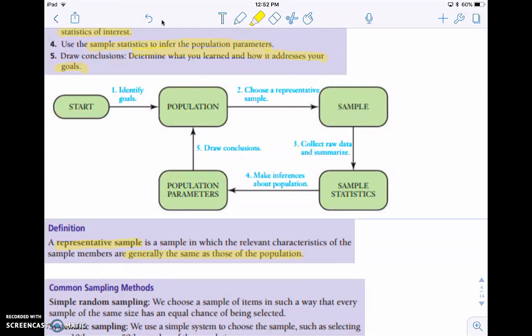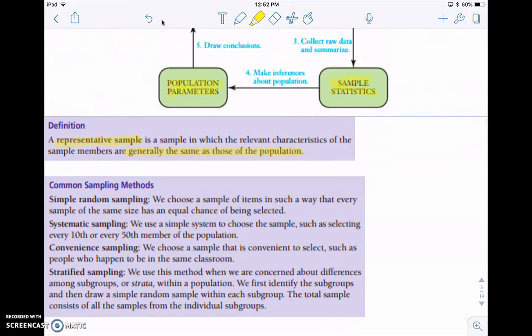So this little chart down here is a good little way to look at it. So you've got to identify your population, your goals. Then you go out and you collect a sample and get some sample statistics. So you identify your sample, get some sample statistics, then you make some inferences on the population parameters, and then you bring it back to the population and draw conclusions. So, what does this tell us about what we're trying to study?